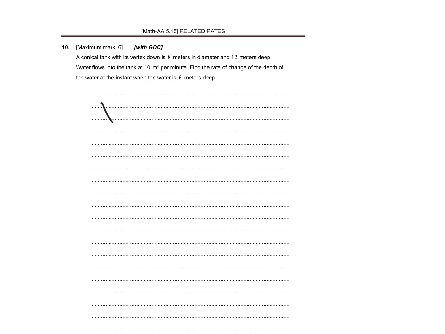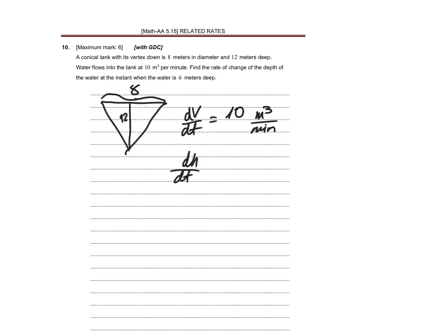Okay, a conical tank with its vertex down is 8 meters in diameter and 12 meters deep. Water flows into the tank at 10 meters cubed per minute. So that's dV/dt, 10 meters cubed per minute. Find the rate of change of the depth when h is 6.